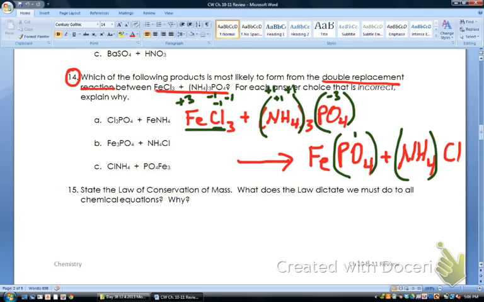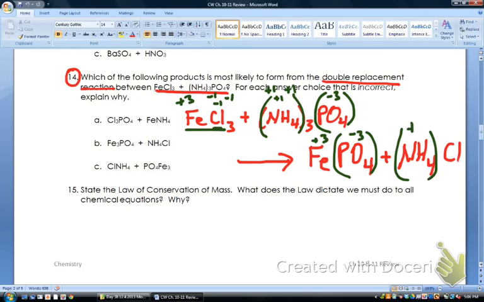It has a -3. And this Fe has a +3. The +3 and the -3 cancel off, so we could leave those subscripts as 1 and 1, or we can just not write them. Now we come over here, we double check this.